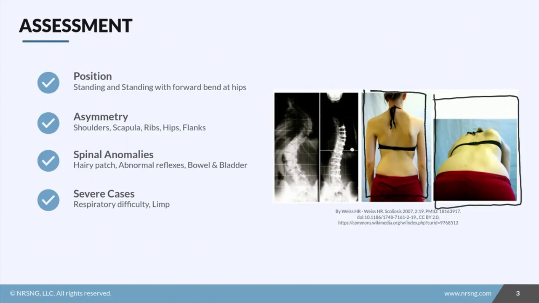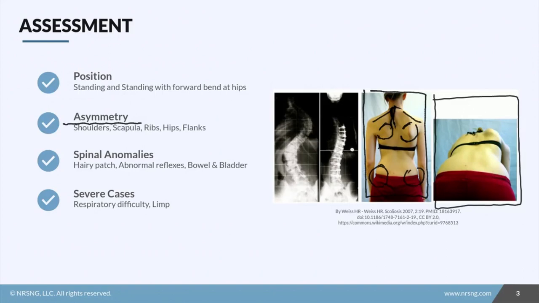And pretty much what you're looking for in both positions is asymmetry. So you're looking for things to not be even on both sides. So just as an example, you want to look and see, do the shoulders line up, or is one side higher than the other? Are the scapulas even on both sides, or is one higher than the other? And so on down, because you can see it with the hips as well.